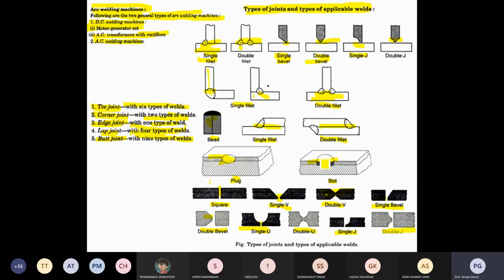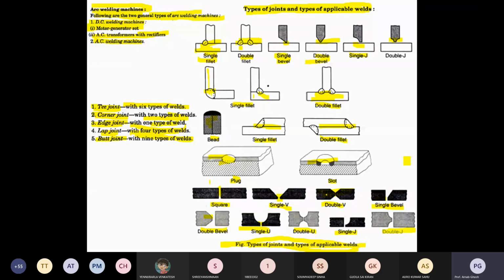Only some figures are given. So T, that is given. T means it is double fillet, so both are the same like that. Then bar joints are 9: 1, 2, 3, 4, 5, 6, 7, 8, 9. These all are the figures of different types of joints available in welding.